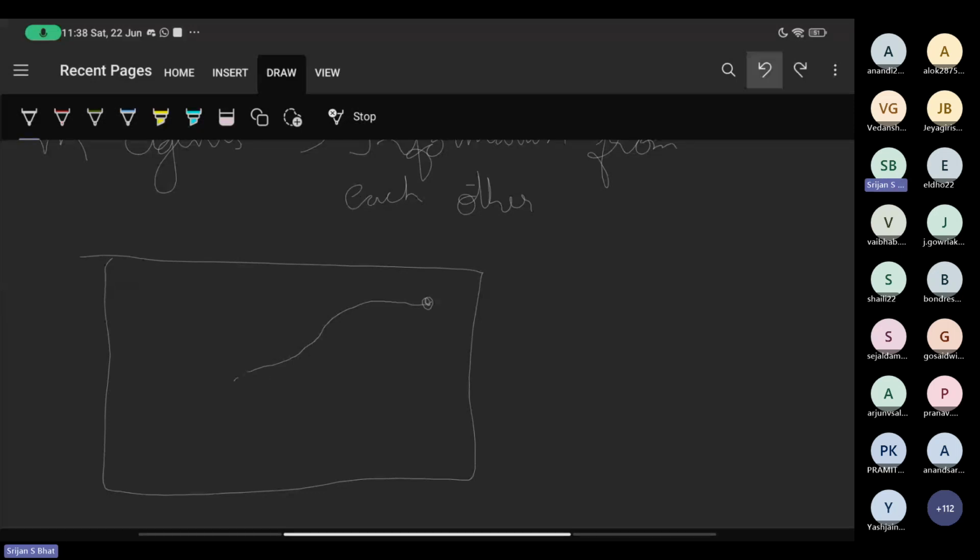But in a population-based algorithm, you start off with, let me use a different color, all these red circles, and they are your agents. I'll tell you how it is stochastic in the formulation.